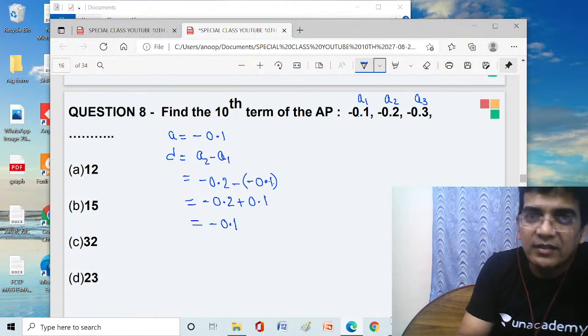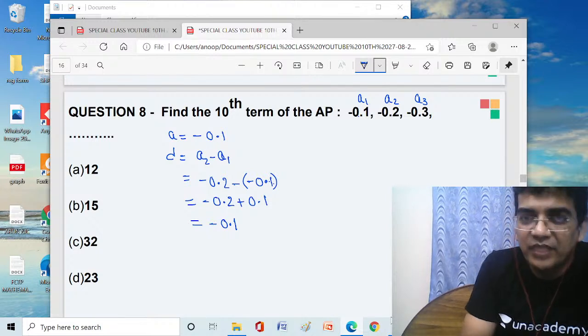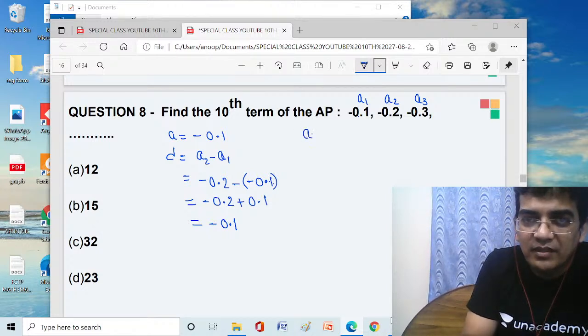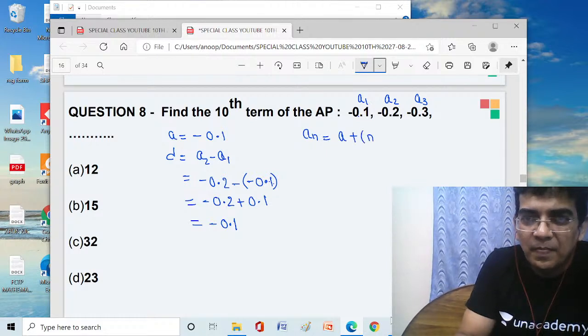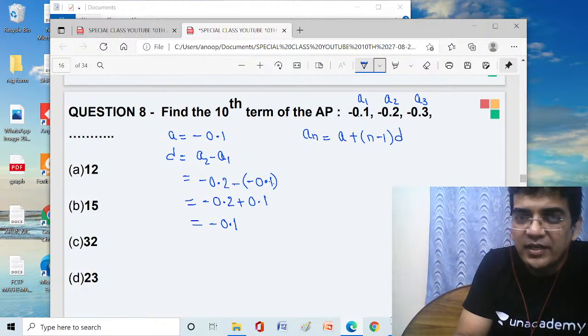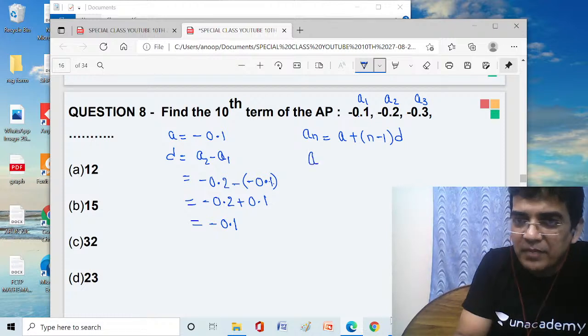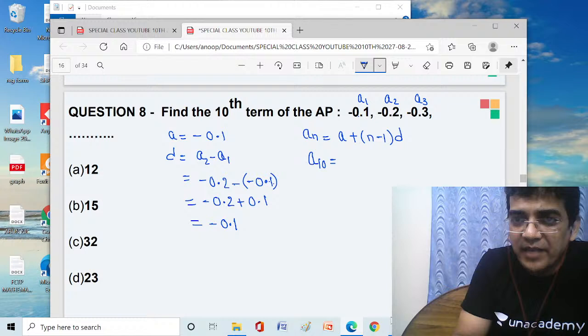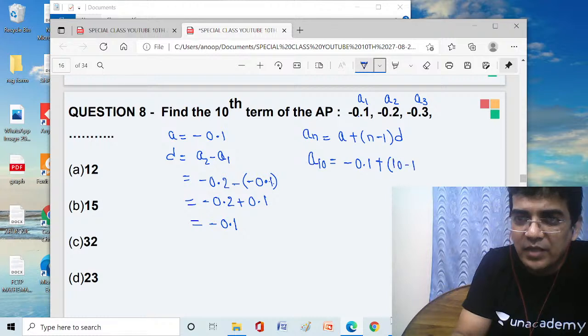Now I have to find the 10th term. Whichever term you need to find, you need to write the term formula, and the term formula is An is equal to A plus n minus 1 into D. Now in this formula, let us substitute the values. n will be replaced by 10 because the question says find the 10th term. So A10: A means first term, that is negative of 0.1. Then in the bracket n minus 1, so it is 10 minus 1, and then multiplied by the common difference, that is again negative 0.1.